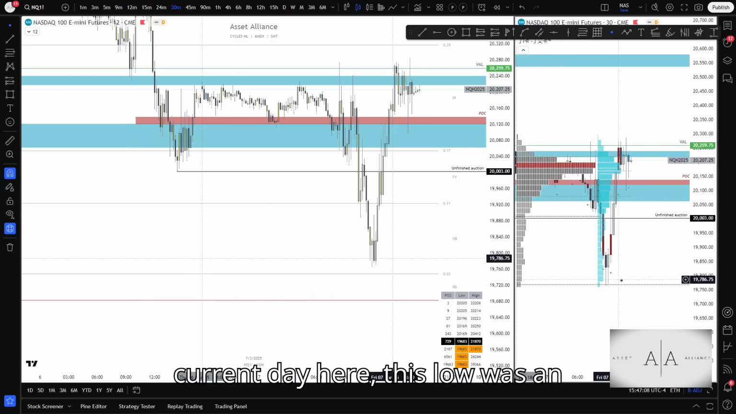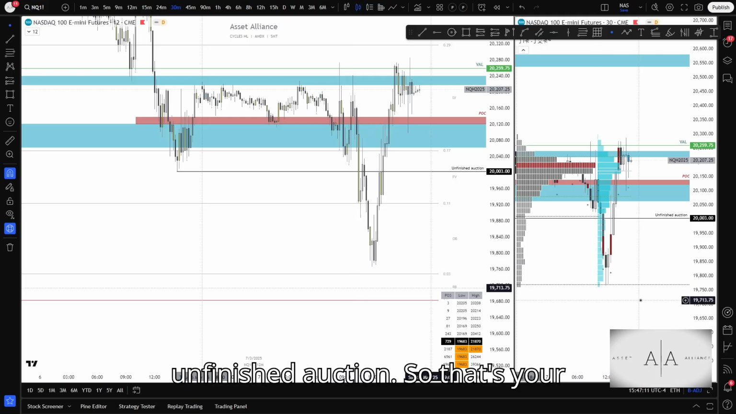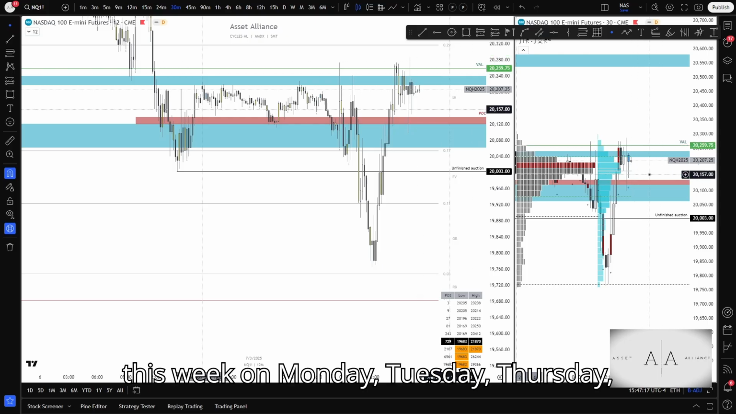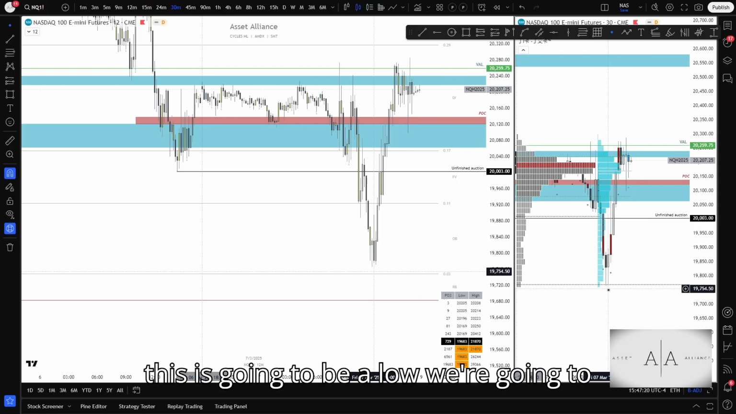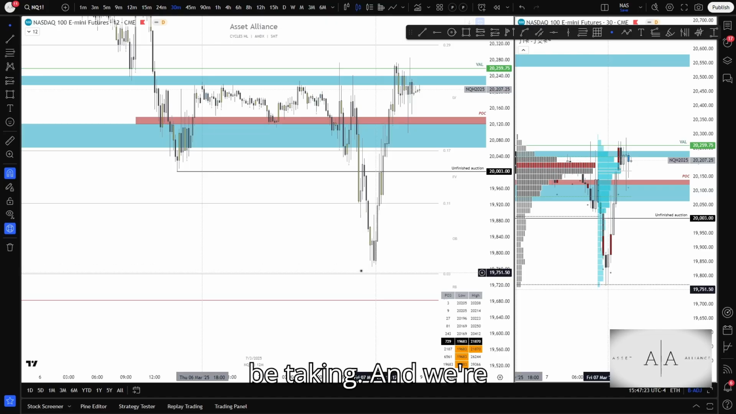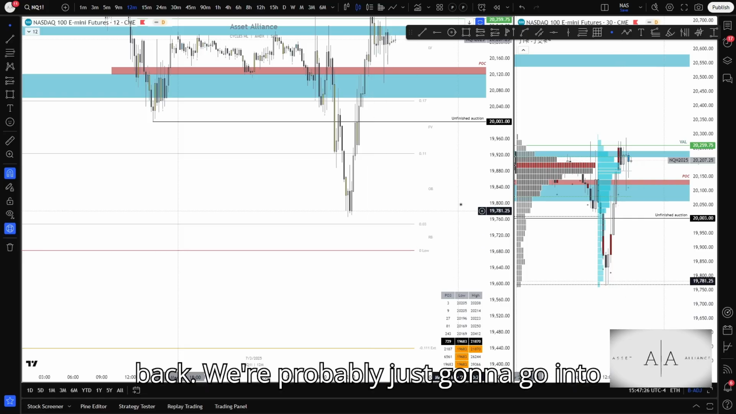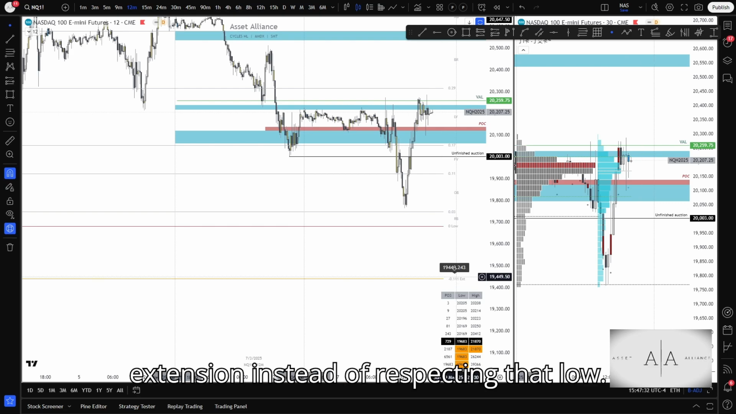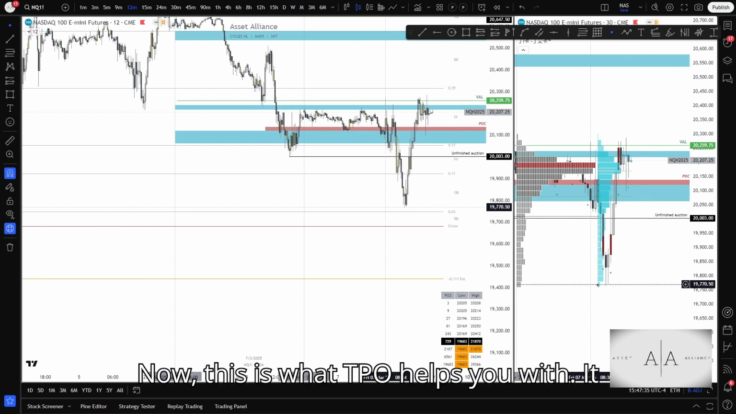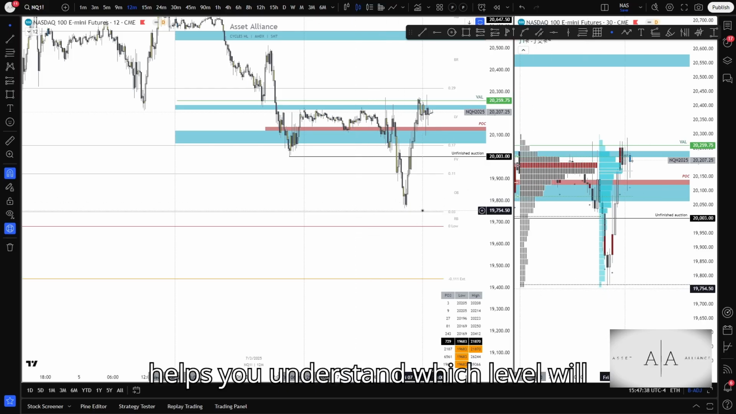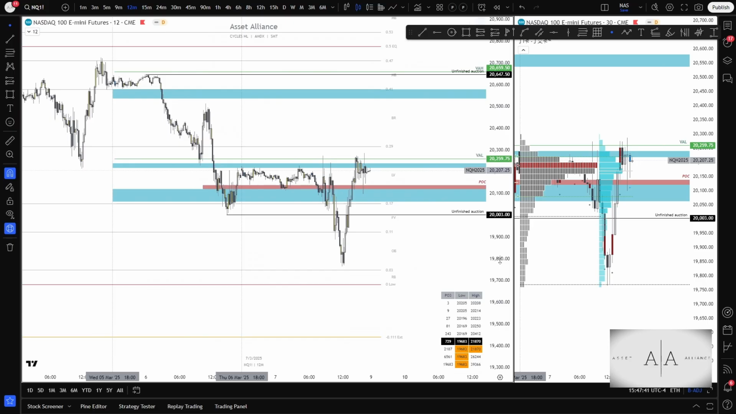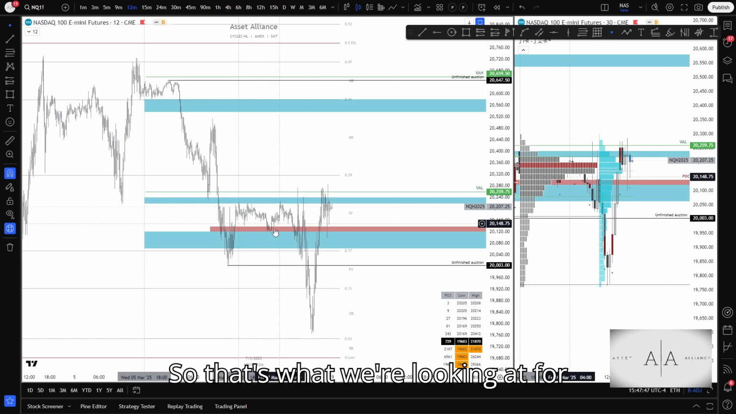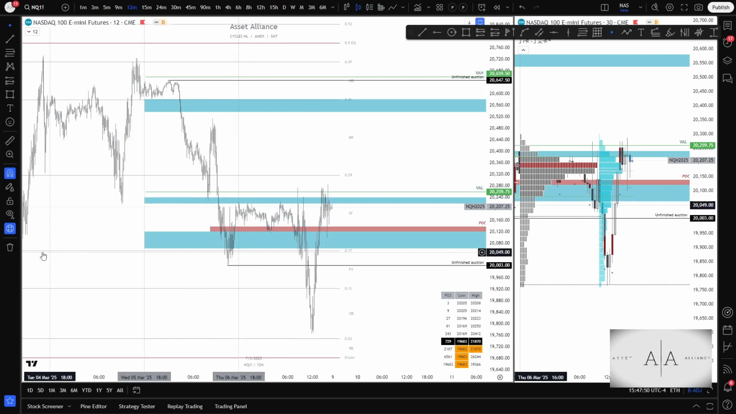Now, on our current day here, this low was an unfinished auction. So that's your confirmed sell side liquidity. There's a good chance that once we reopen this week on Monday, Tuesday, Thursday, this is going to be a low we're going to be taking, and we're not going to be respecting this low of Goldbach. We're probably just going to go into our extension. If we do decide to stay bearish, it is going to go to the extension instead of respecting that low. Now this is what TPO helps you with. It helps you understand which level will be a confirmed level for the next day, right? So that's what we're looking at for Friday.